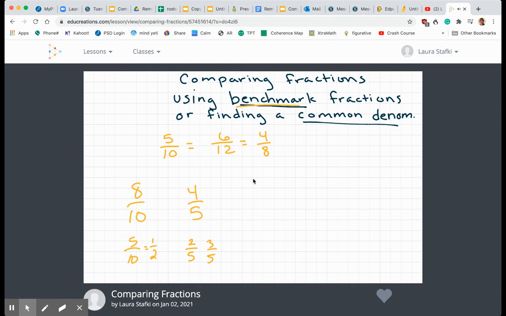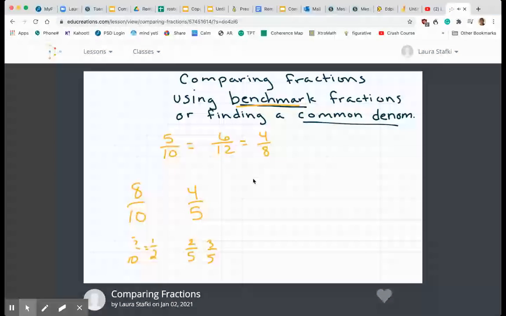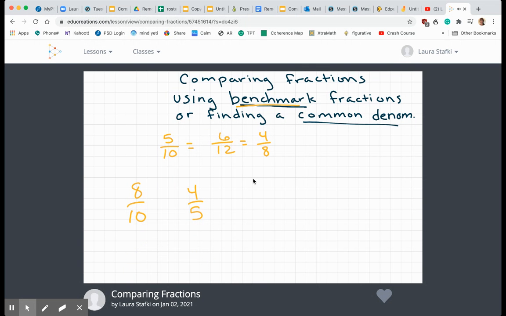Using that strategy didn't really help me, but I can also fairly quickly see that if I multiply 5 times 2, I can get an equivalent fraction. And look at this. 4/5 is equivalent to 8/10.